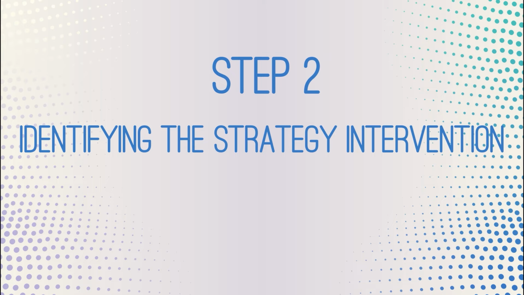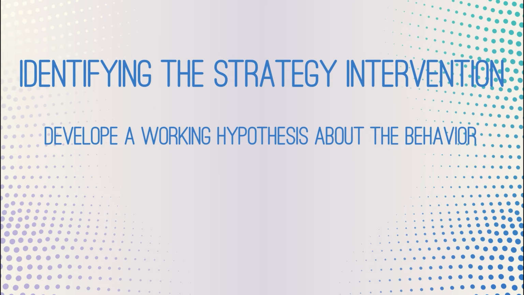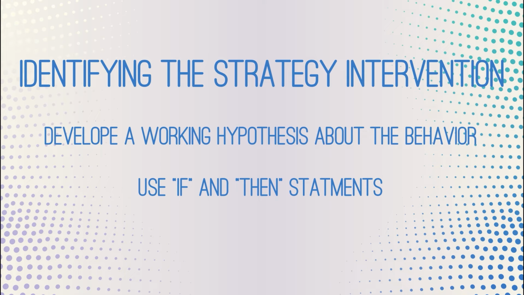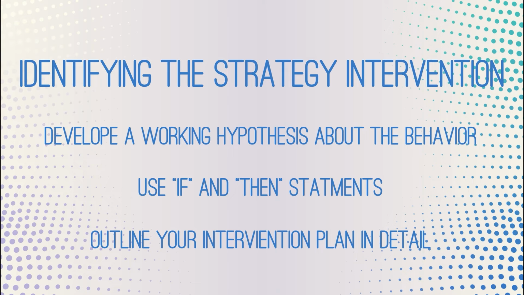Step 2. Identifying the strategy or intervention. Develop a working hypothesis about the behavior. Using if-then statements leads you to a plan consistent with your hypothesis. For example, if student A needs to move, then finding opportunities to move throughout the day will increase the student's work productivity. Although you are curious about dynamic seating and movement breaks, you and the team decide to try seating in isolation first. Outline your intervention plan in detail.